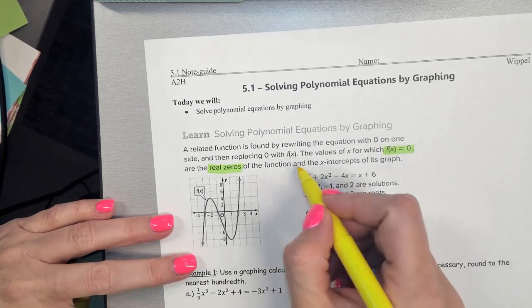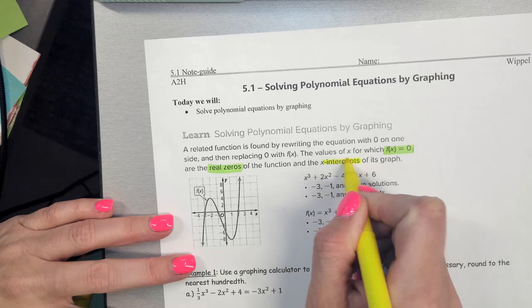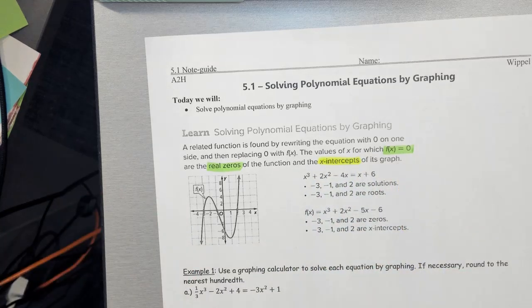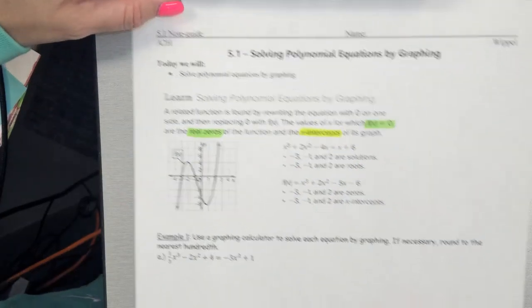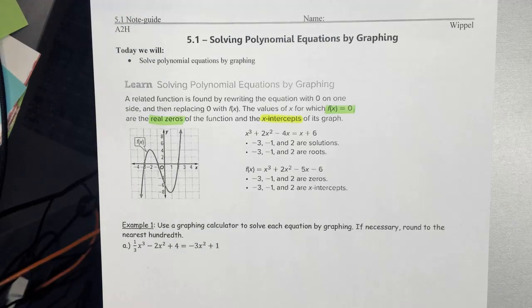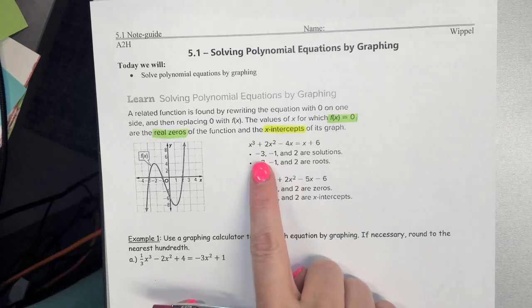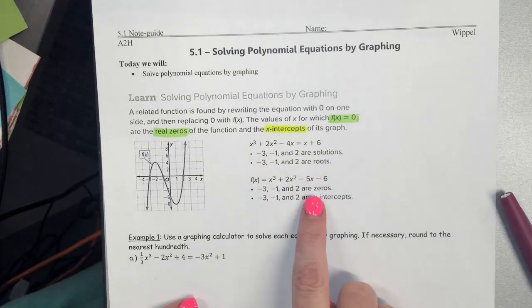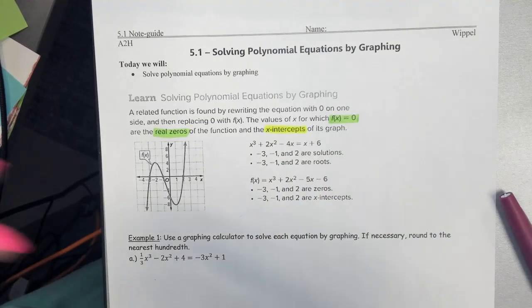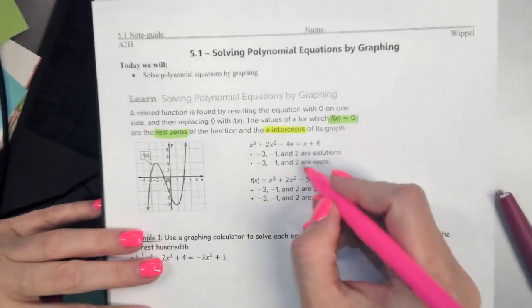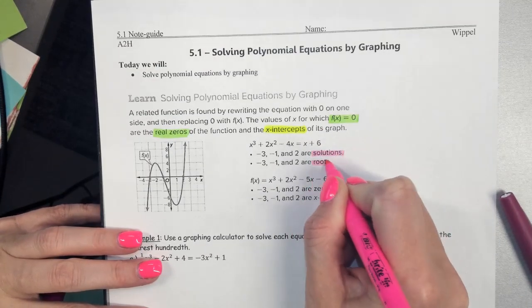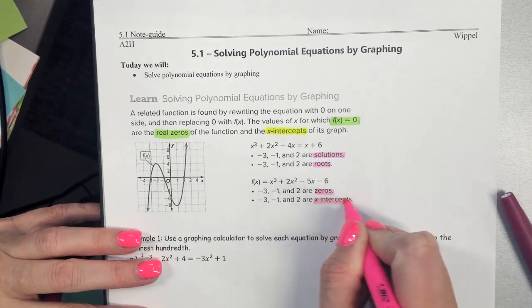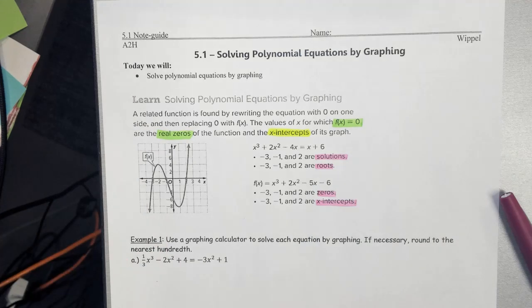Okay, so remember we talked about zeros, x-intercepts, roots, solutions. Those are all the same thing. Okay, so here they tell you these are solutions, these are roots, these are zeros, these are x-intercepts. Yes, they're all the same thing. So whether something asks you for solutions, roots, zeros, or x-intercepts, okay, that is the same process.